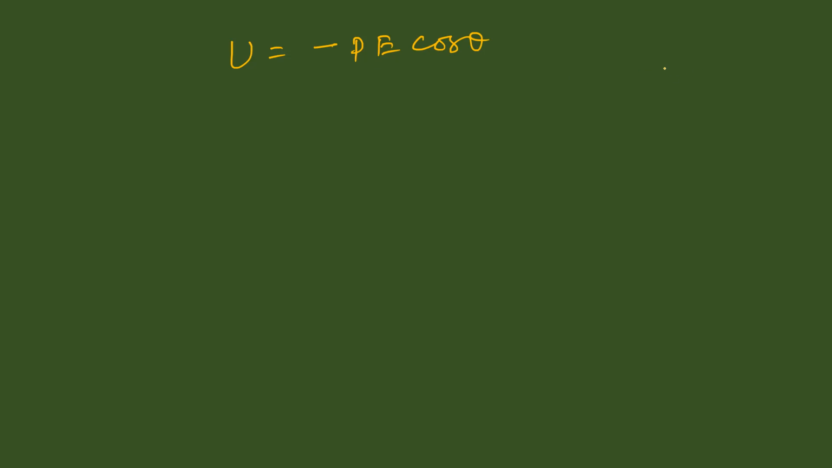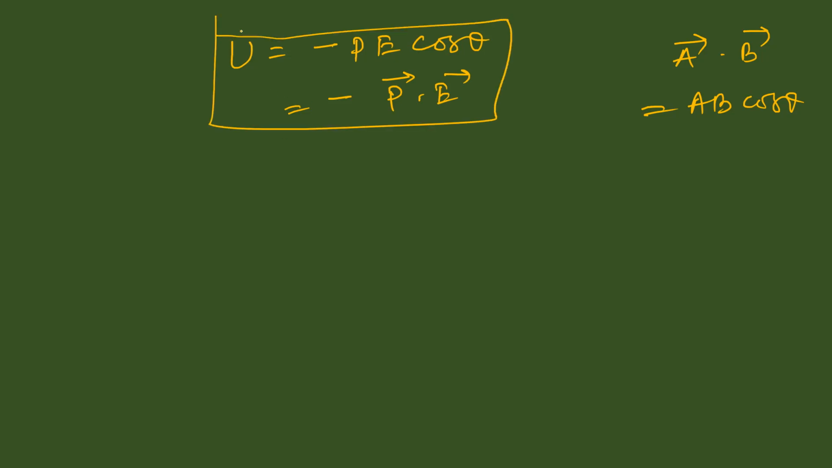Now, do you remember a property of vectors? That is, A dot B equals AB cos theta. So we can say that minus pE cos theta is minus p dot E. So this is the expression for the potential energy stored by the dipole.